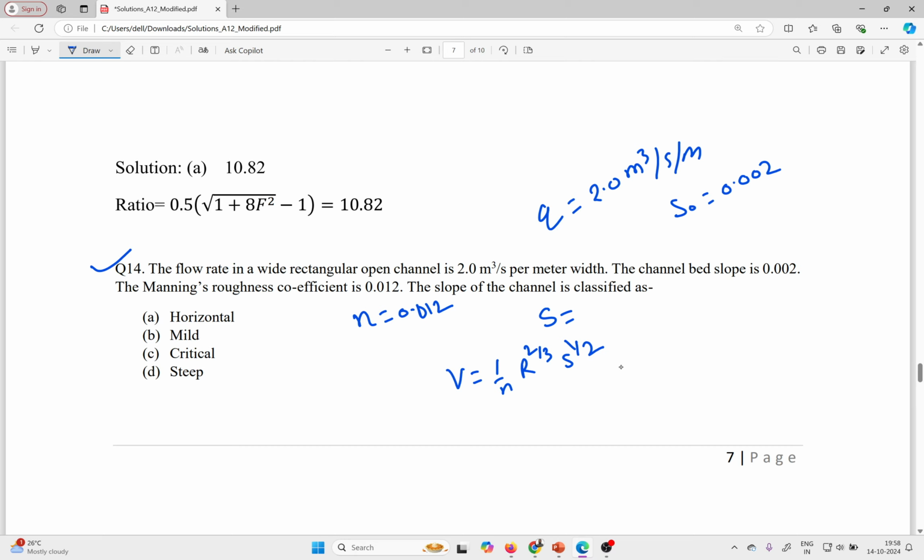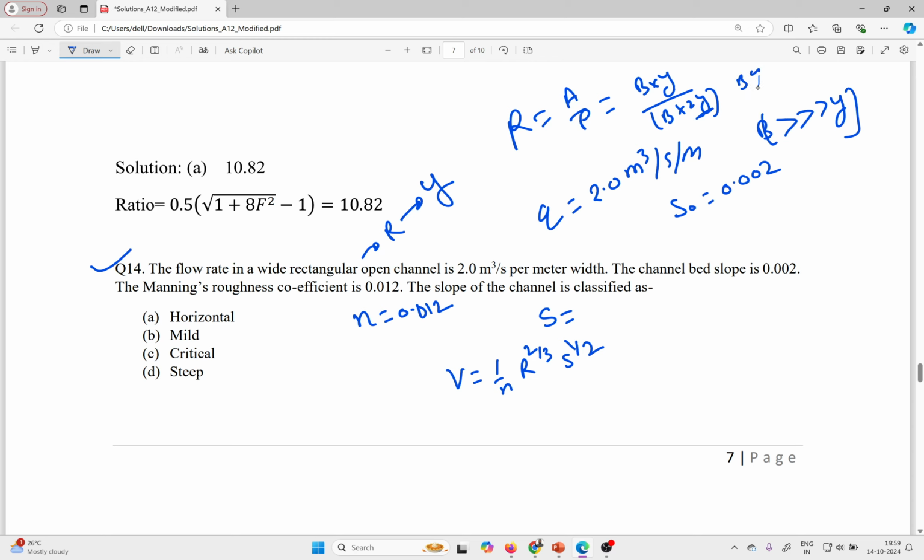So how will you calculate? For a wide rectangular channel, R tends to y. How? R is equal to area by perimeter, which is B into y divided by B plus 2y. A wide rectangular channel means B is much greater than y, so we can neglect the 2y. So B times y divided by B approximates to y, so R is approximately y.